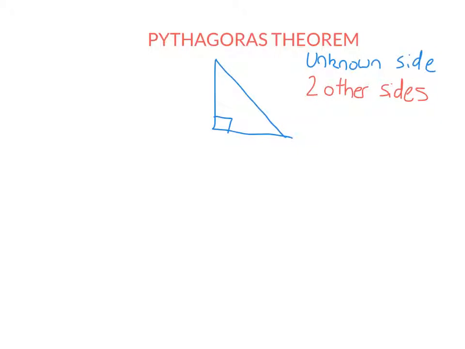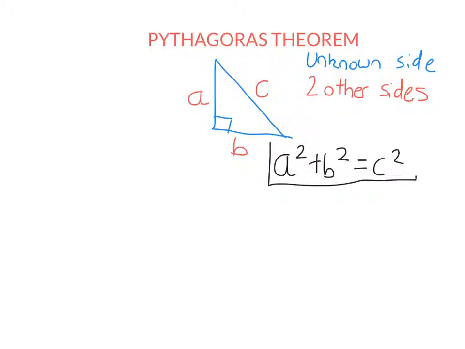So remember, we labeled our triangles such that the longest side, which is always opposite, i.e. facing the right angle, is called the hypotenuse. We label that C and the two shorter sides A and B. So it's important that A and B are the two shorter sides and C is the longest side. So Pythagoras' theorem is that if you have a right angled triangle, then A squared plus B squared equals C squared. That is Pythagoras' theorem.